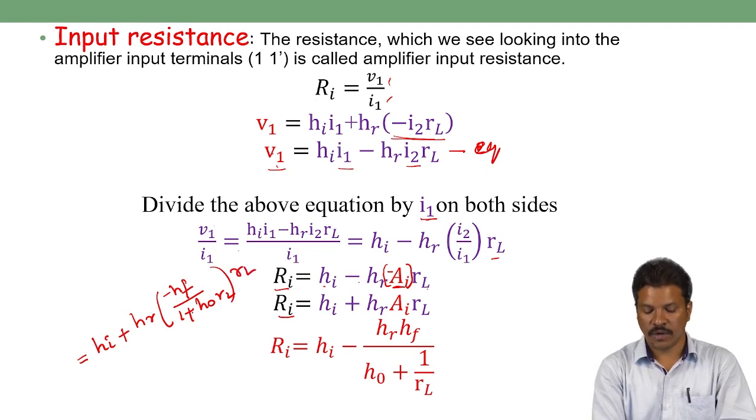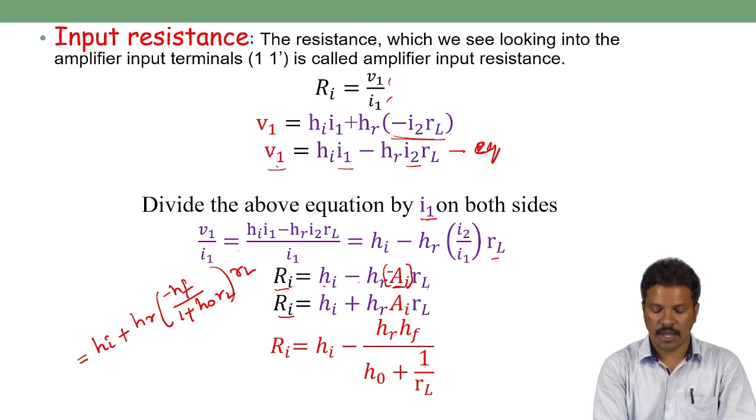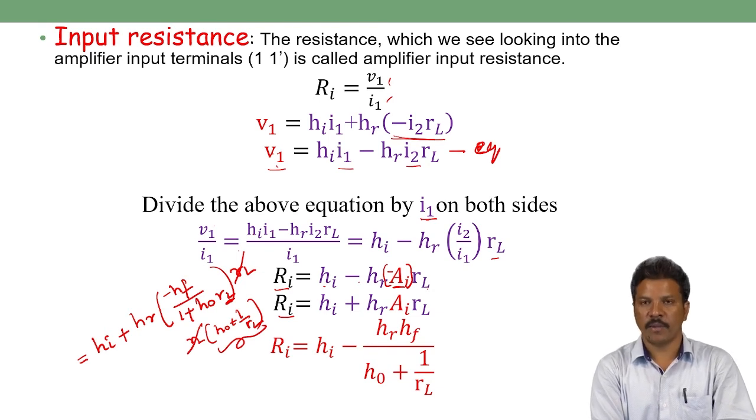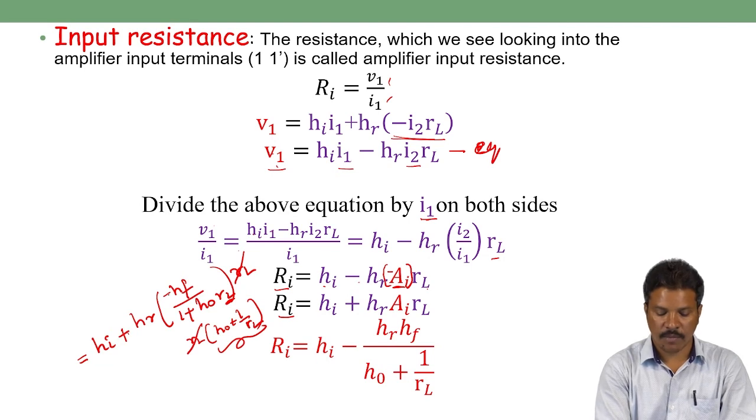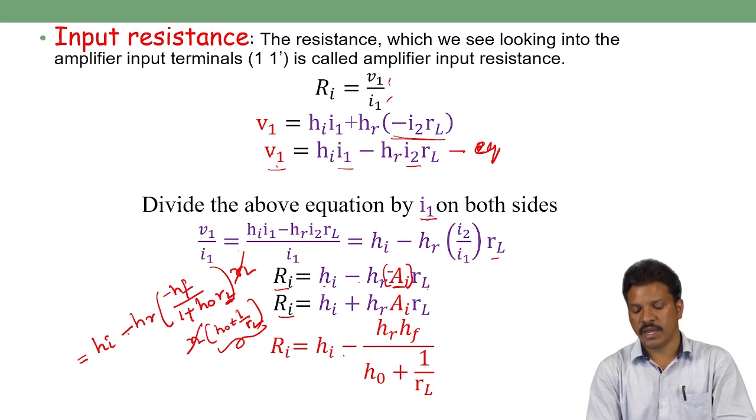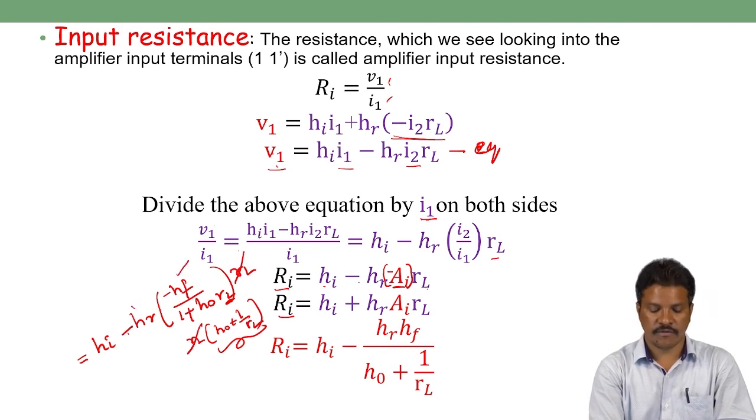So in this equation we get a minus term in the second term. In order to cancel the RL in the numerator, take the RL term out of the denominator. When we separate RL, we get Ho plus 1 by RL. This RL cancels, so we get Ho plus 1 by RL in the denominator. So Ri is equal to Hi, and the minus term comes here: Hi minus Hr Hf divided by Ho plus 1 by RL.